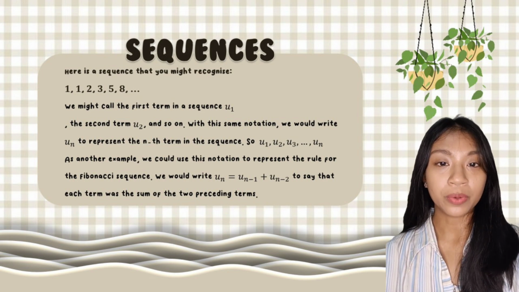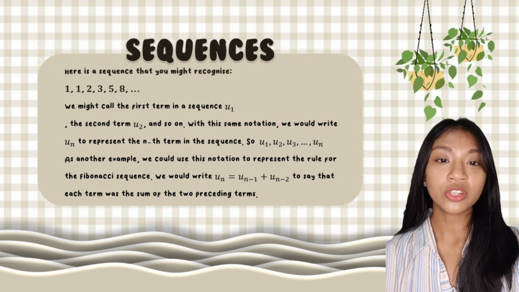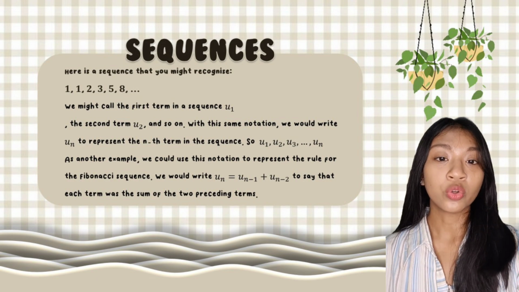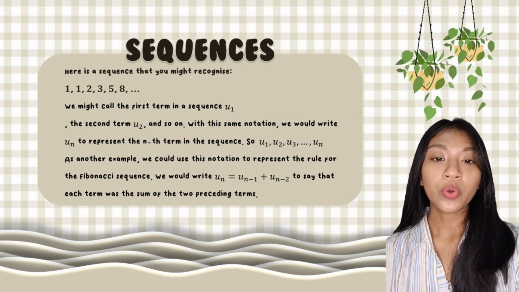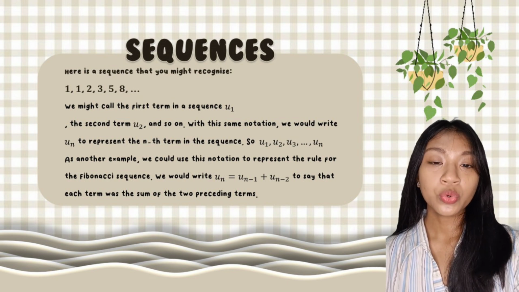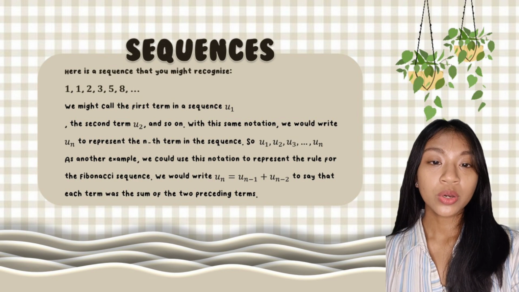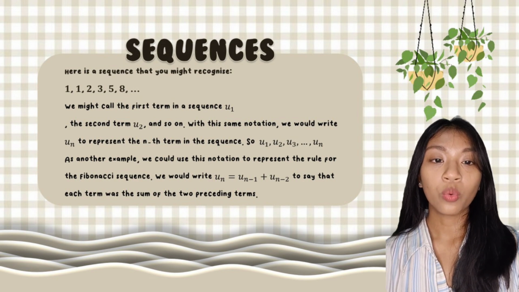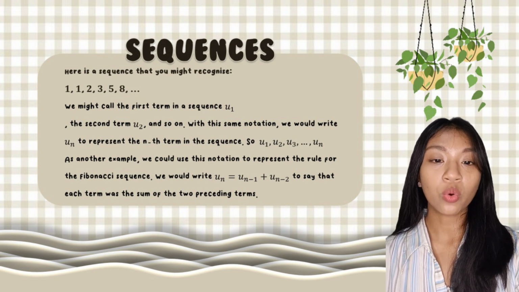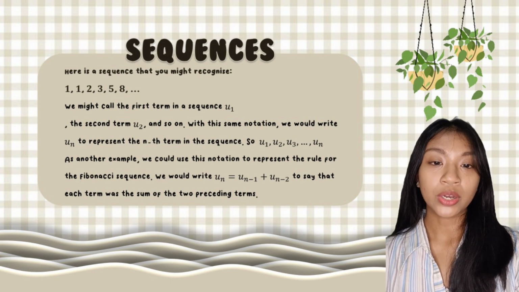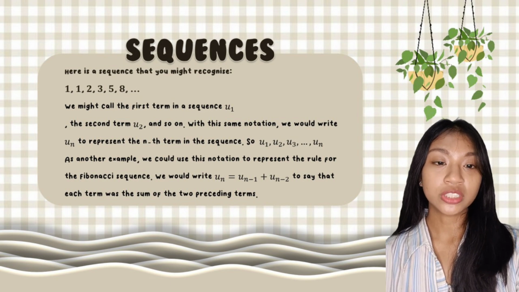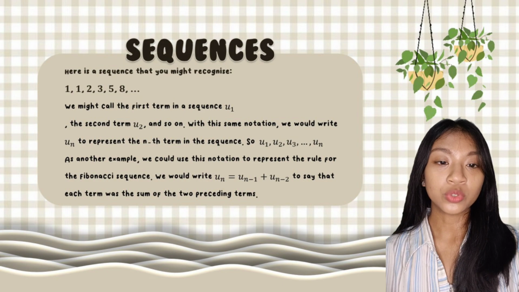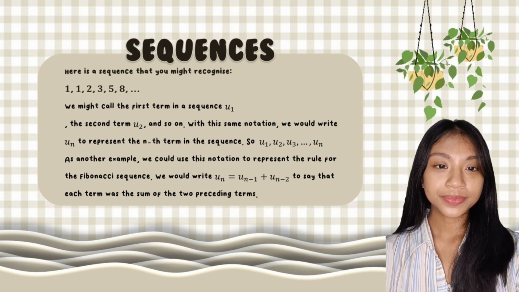As another example, we could use this notation to represent the rule for the Fibonacci sequence. We would write un equals u(n-1) plus u(n-2) to say that each term is the sum of the two preceding terms.